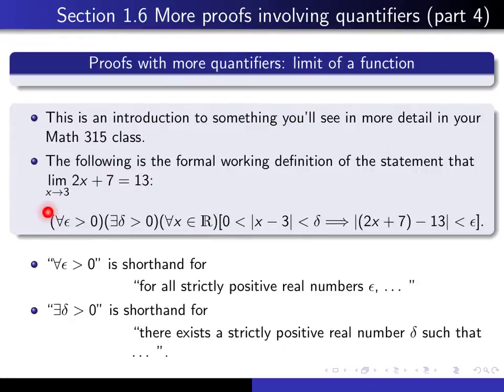This notation, for every epsilon bigger than 0, is a notation that's commonly used, and it's a shorthand for this here: for all strictly positive real numbers epsilon, comma, and what goes after that, of course, is the rest of the statement. And similarly, this notation here is a shorthand for there exists a strictly positive real number delta such that, and then after the such that, you just insert the rest of the sentence. So that's very commonly used, and you're going to see this used a lot in connection with statements about limits.